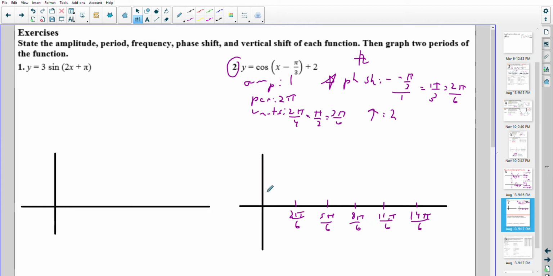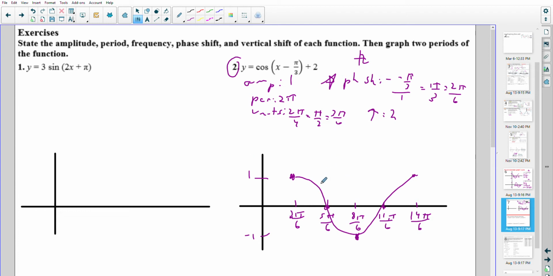I then go and look at the amplitude again. So that's going to be negative 1 and 1. And I'm not going to worry about this vertical shift yet. So I'm looking at this cosine graph, which means I'm going to start up high and go down, which looks like this. And go ahead and graph that. And now you're going to see that that's going to be this graph.